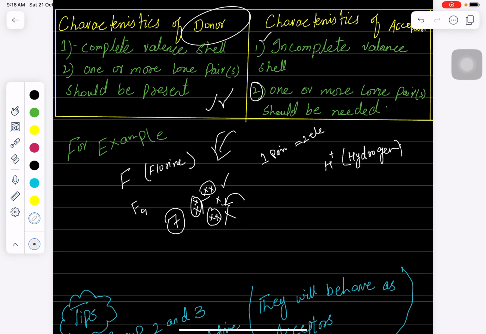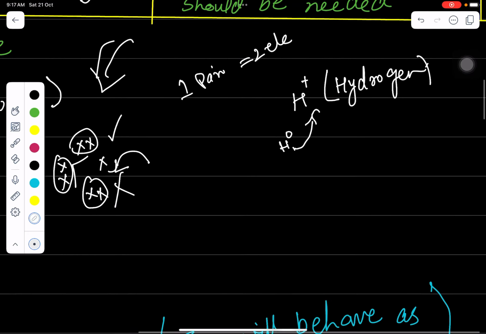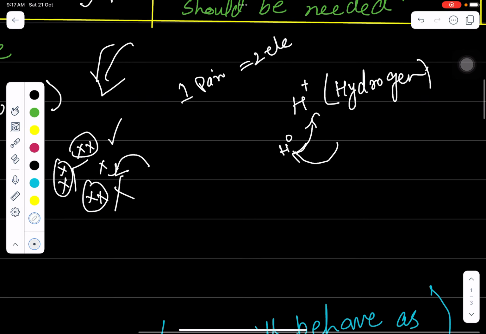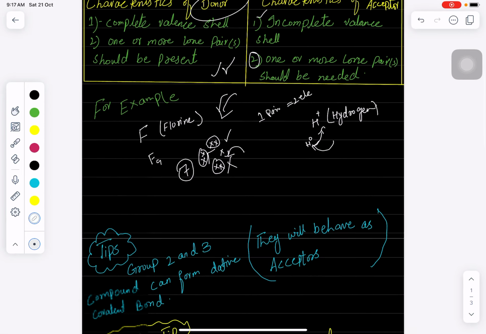Okay, moving towards hydrogen. As you know, hydrogen has one electron, but it has already donated its one electron. Now it has zero electrons, so it needs one pair, meaning two electrons, to complete its valence shell. So it can act as an acceptor because it needs two electrons, meaning one pair of electrons. I hope it's clear to you.